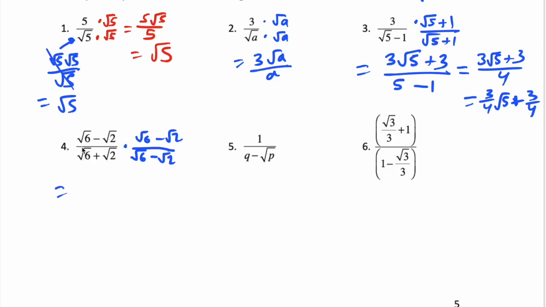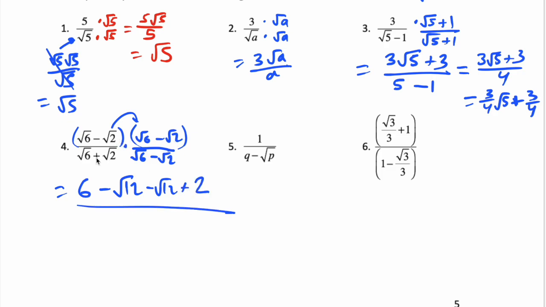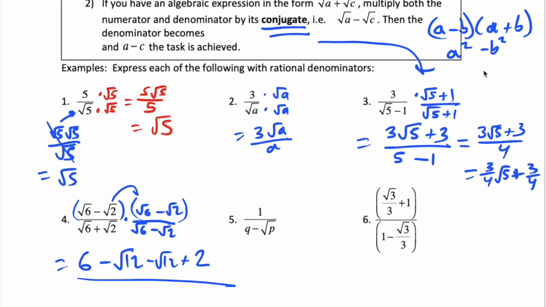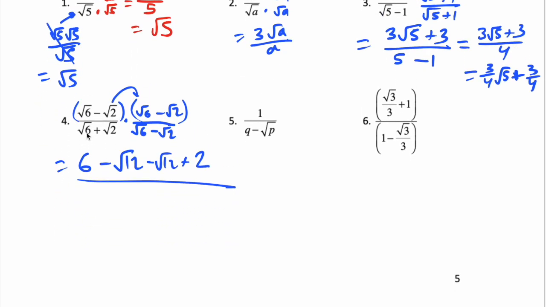Multiply by that. In the numerator, you're multiplying 4 terms together, so root 6 times root 6 is 6. Now, root 6 times, okay, that's negative root 12, and this is going to be a negative root 12, and root 2 times root 2 is 2. Your denominator is always, like I said, a squared minus b squared, so that's root 6 squared minus root 2 squared, right?